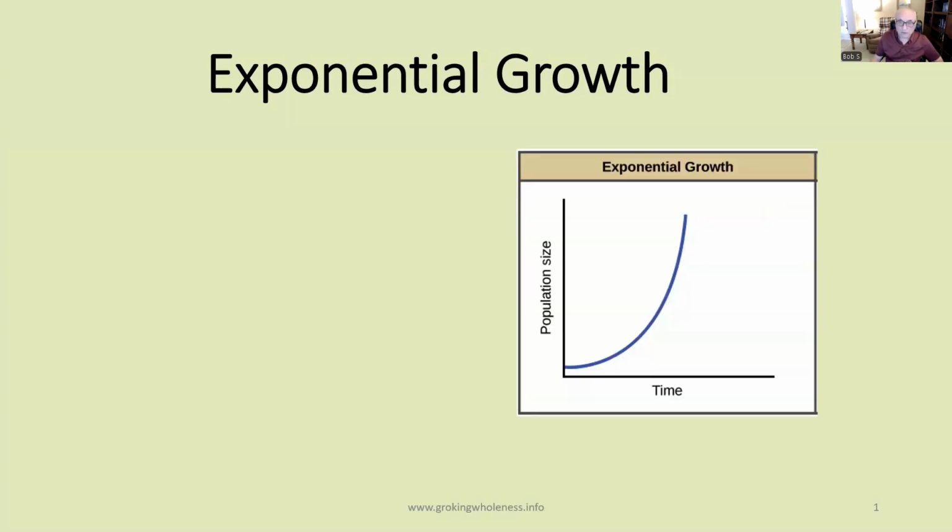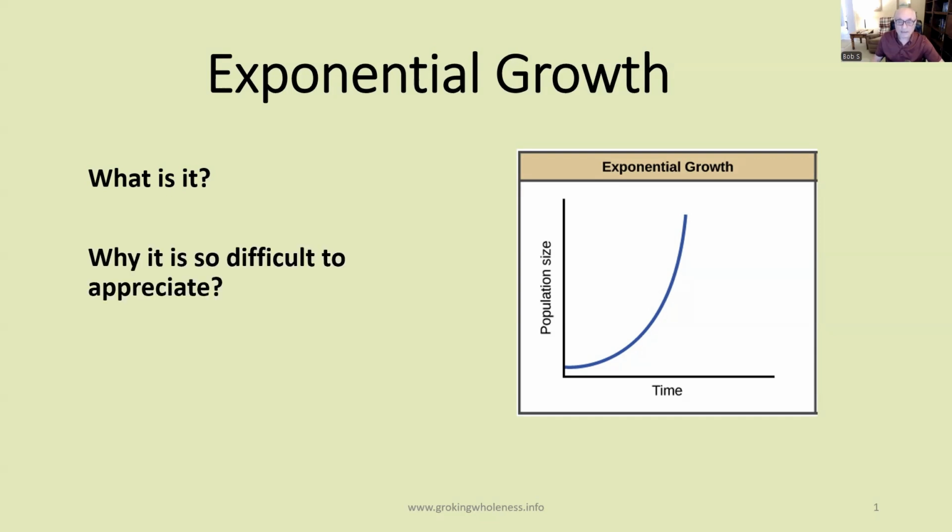This is a typical curve of exponential growth, and it shows how a population increases over time. And this is a typical chart. Depending upon what population you're talking about, whether it's microbes reproducing in a petri dish, or animals in a contained environment, or human beings around the globe, the curves all have a similar shape. But what exactly is exponential growth? What drives it? Why is it so difficult to appreciate? And why can it be so dangerous?